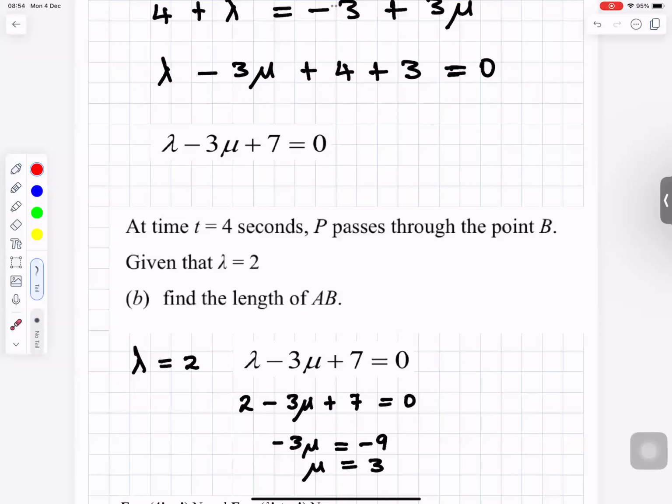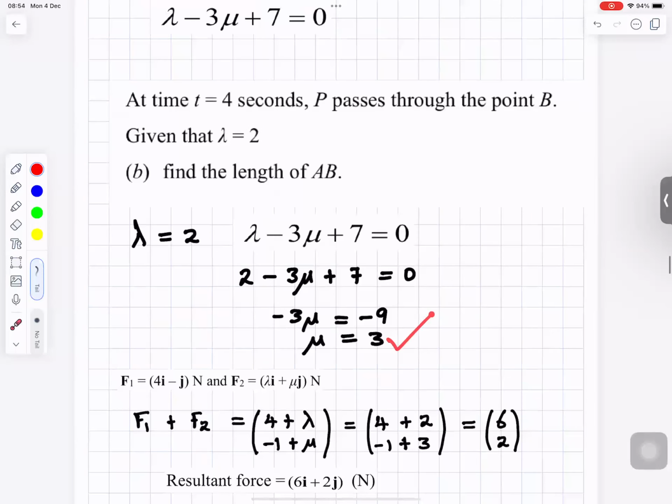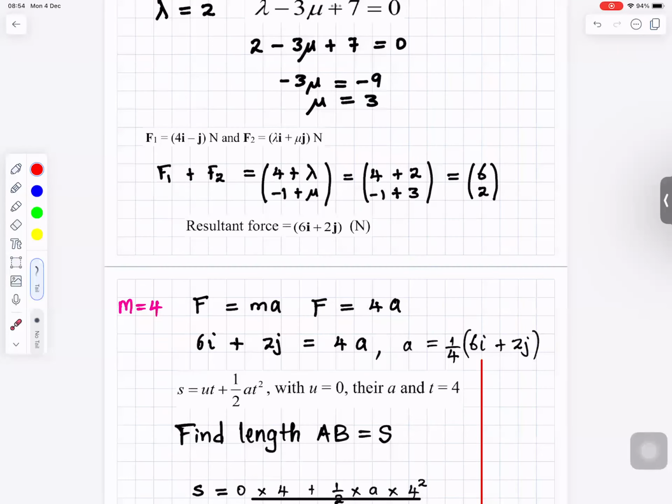So lambda equals 2, you substitute 2 in there. So 2 plus 7 is 9. You take it to the other side, it becomes minus 9. So mu is equal to 3. So we got F1 is equal to 4i minus j. We got F2 is lambda and mu. So when we add F1 plus F2, it becomes 4 plus lambda and minus 1 plus mu.